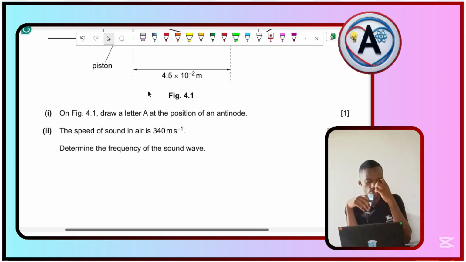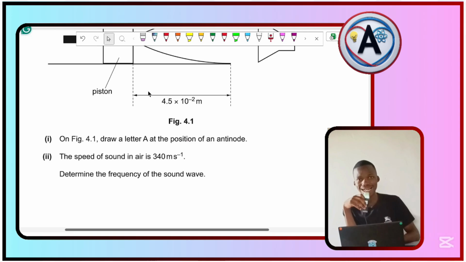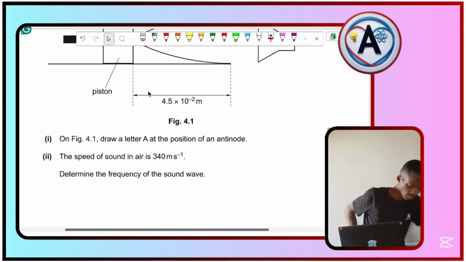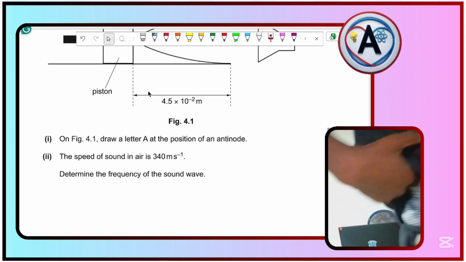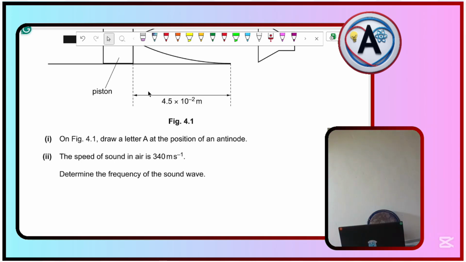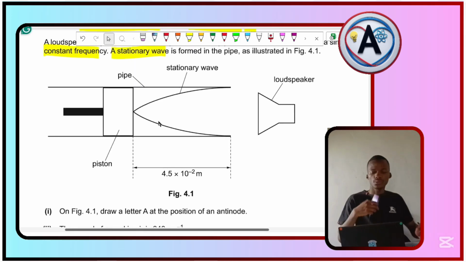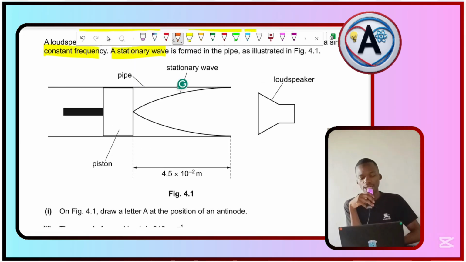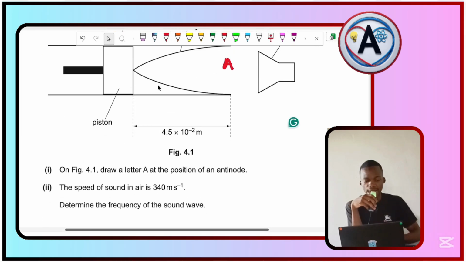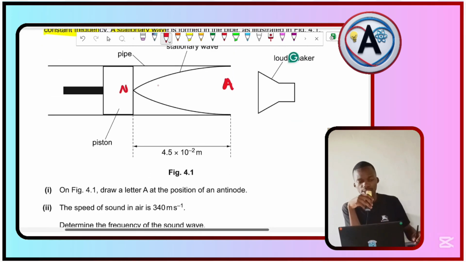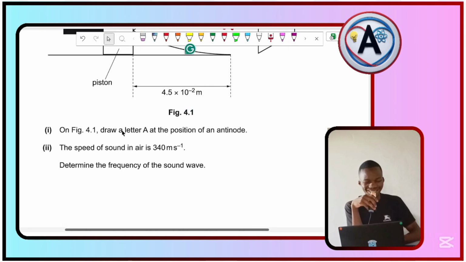Okay, draw a letter A to represent an antinode. So if we want to represent an antinode, we're going to just draw a big letter A over here to represent an antinode, right? A node is basically here. Okay, but that wasn't asked for.